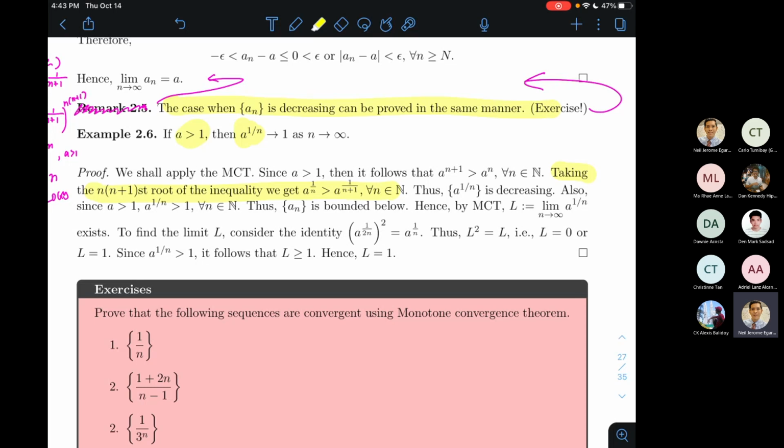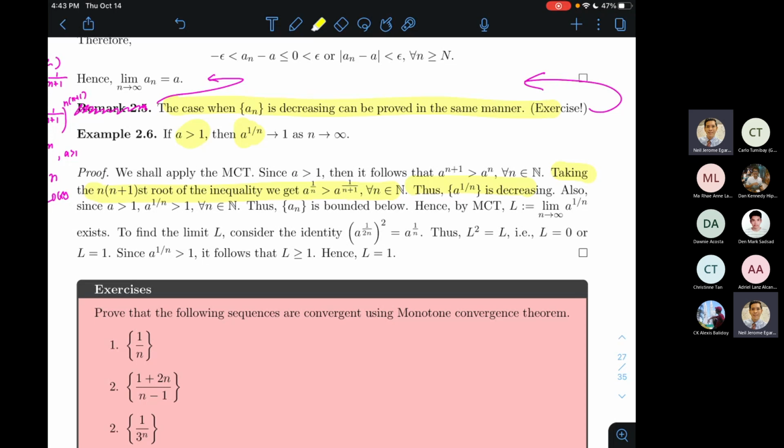Okay? Nanggaling lang siya dun sa PA. Pero mas maganda kung isasama nyo, hindi nyo naman kailangang isama yung PA, pero mas okay na gumawa kayo ng PA para alam nyo kung paano isusulat yung proof. Okay? And then, so, tapos na yung pagiging monotonic. Napakita na natin na siya ay decreasing.